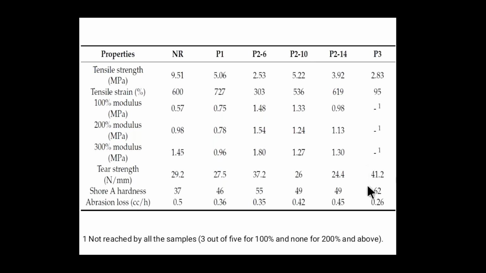Okay, here you can see this one. Here I have mentioned for P3 that the value was not reached by all the samples. I mean 3 out of the 5 for 100%, and none for 200% or more.